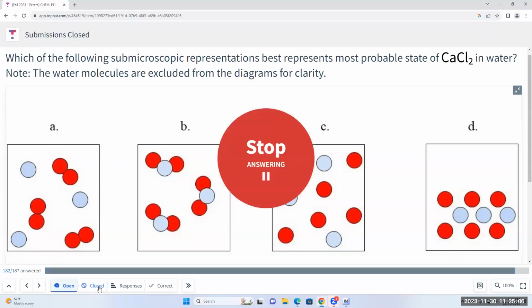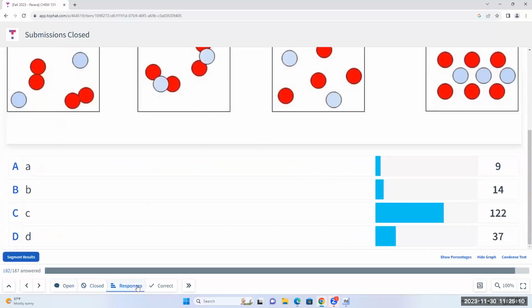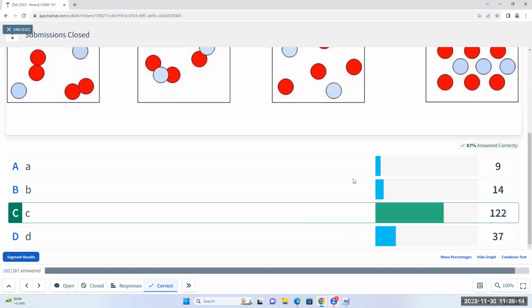All right. And here are our responses. Most of us selected option C, which is the correct answer as well. Okay. Now, what questions, concerns, comments do we have about this? The second most popular answer is option D. Why isn't D correct?